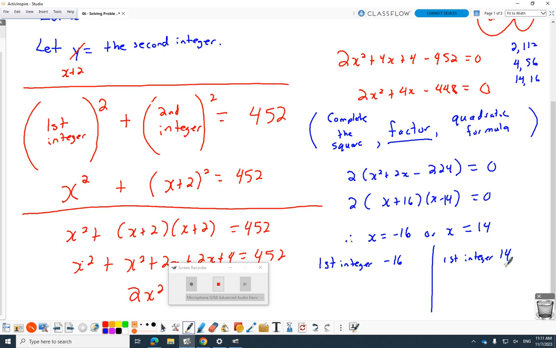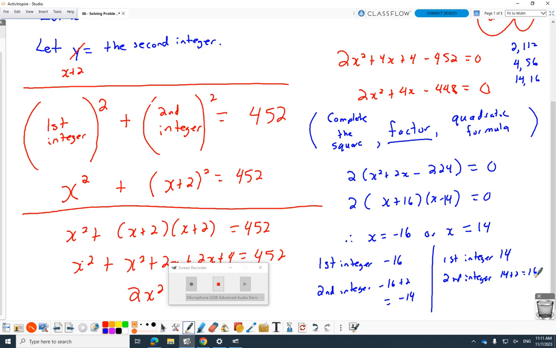If the first integer is negative 16, how am I going to get the second integer? Sub it in. See, the let statements are even more powerful than I let on. The let statements go, here's what you do. After you've done all this algebra, you're like, what do I do? It says add 2. Second integer, negative 16 plus 2, which is negative 14. And here's second integer, 14 plus 2, which is 16.